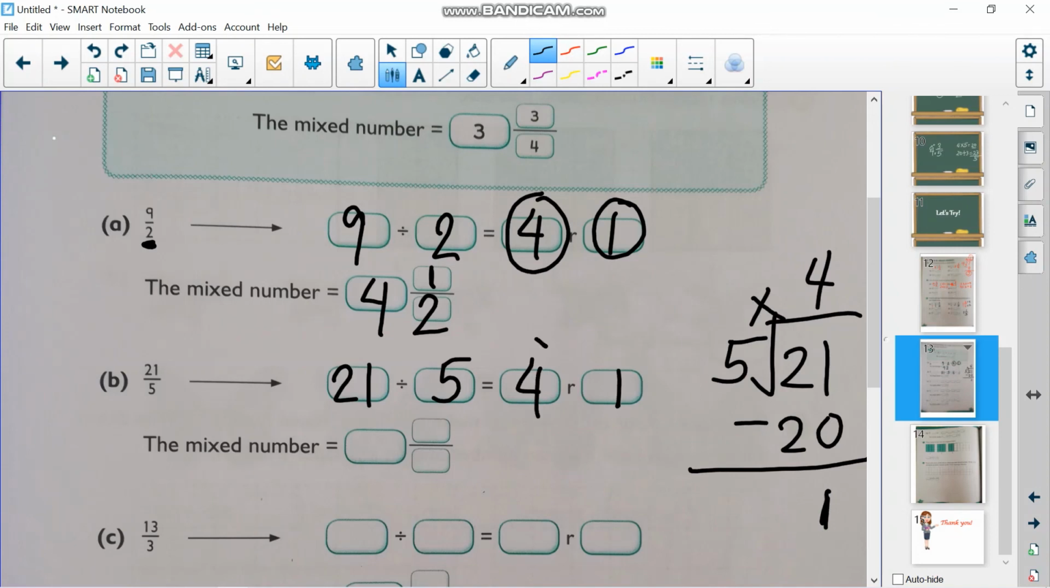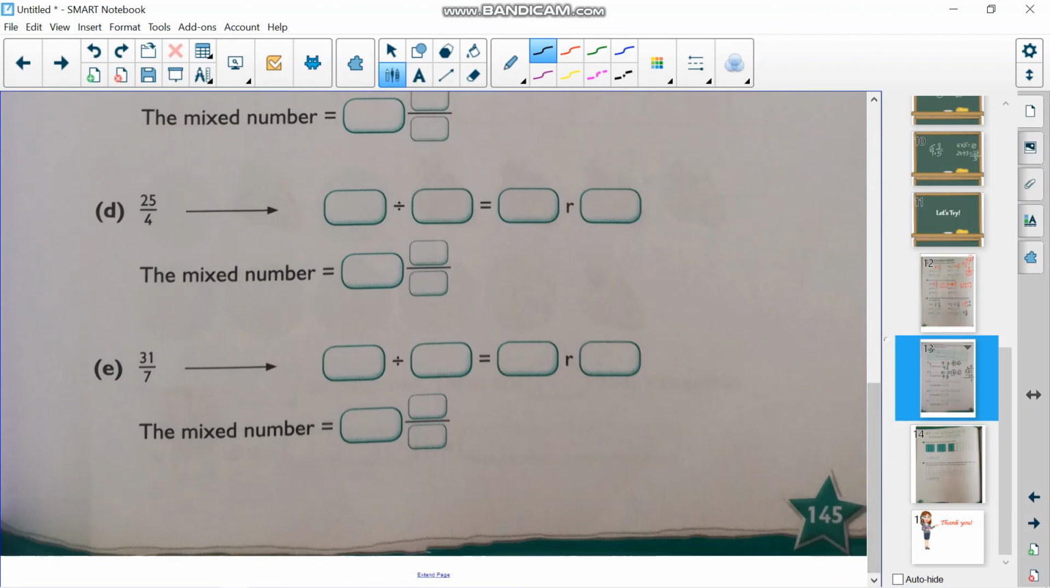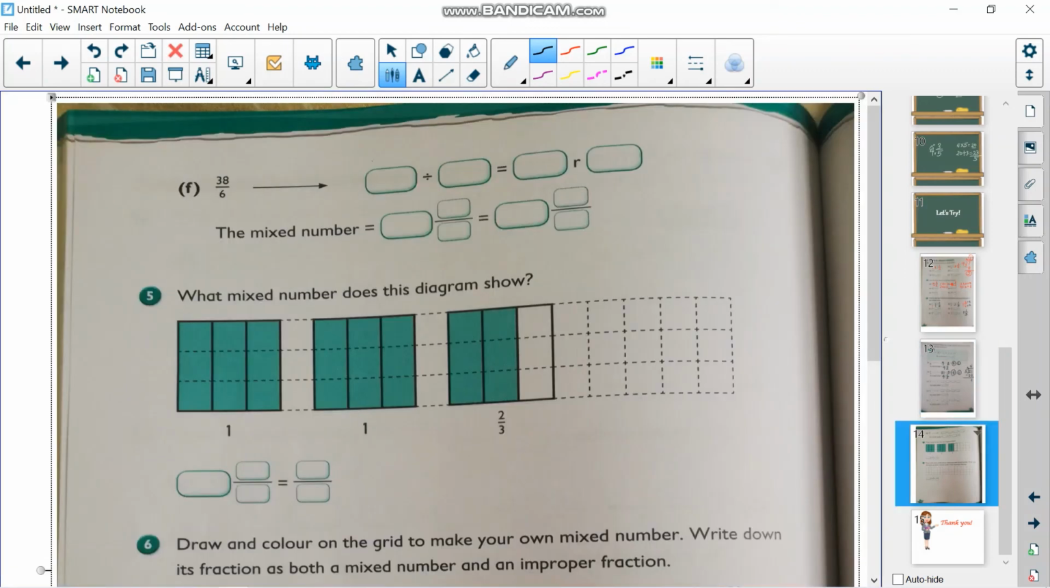Okay? Again, our quotient is our whole number. Our remainder is our numerator. And our denominator here will be our denominator here as well. Just have to copy the denominator. So kindly answer letter C to letter F.